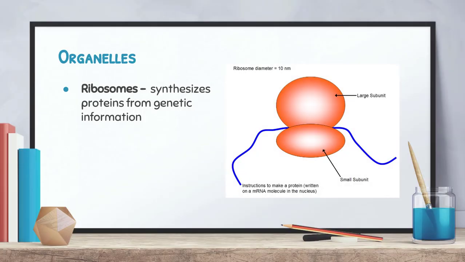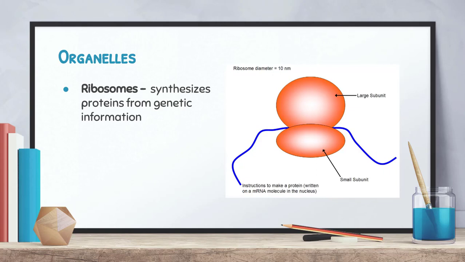Now, ribosomes themselves synthesize proteins from genetic information. So the code that's in the DNA will actually leave the nucleus and go to the ribosomes that are either found freely floating inside of the cell or found on the rough endoplasmic reticulum. That material then is run through the ribosome and read in order to make the proteins that are essential for life. So ribosomes are very important inside of the cell because they synthesize protein from genetic information.